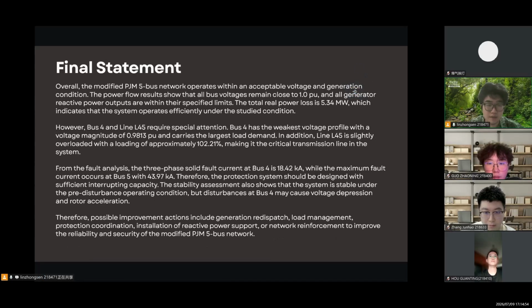And for the final statement, the modified PJM 5-bus network operates with acceptable voltage and generation conditions. The power flow results show that all bus voltages remain close to 1.0 per unit. The total real power loss is 5.34 megawatts. This indicates that the system operates efficiently under the study condition.